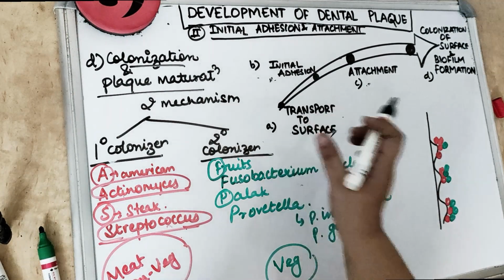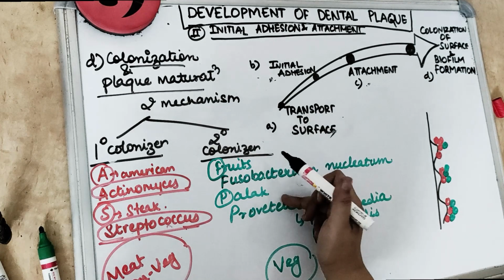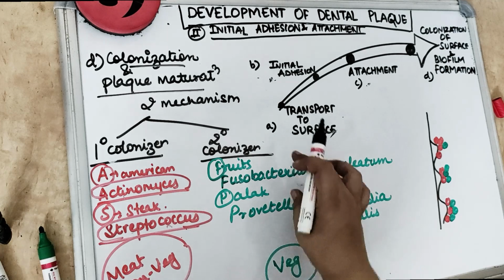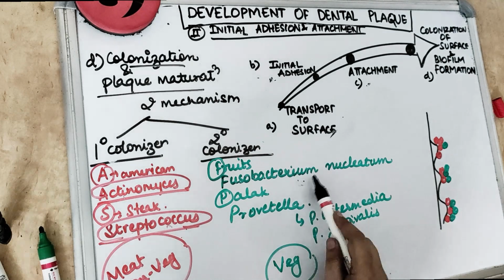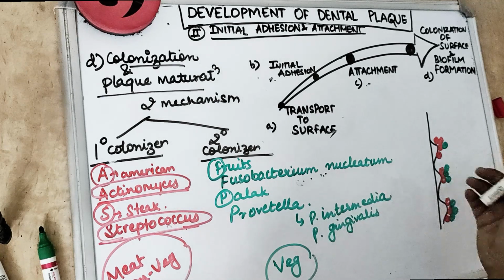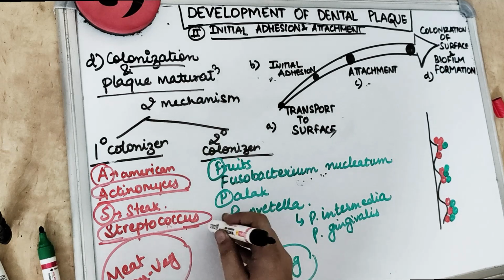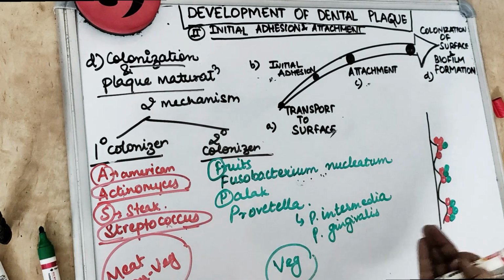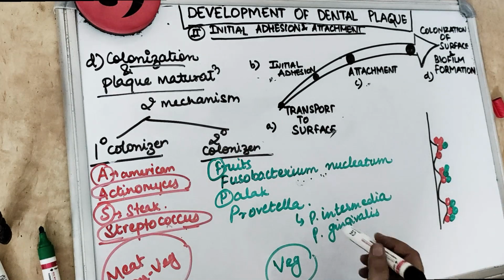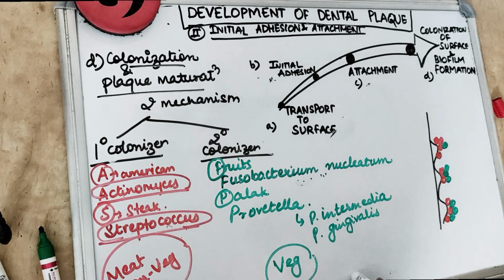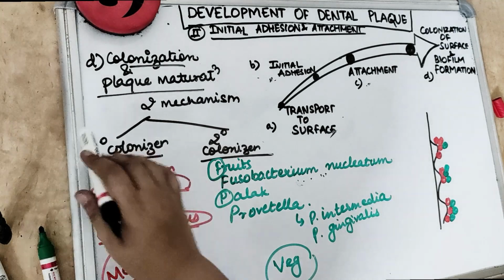So the bacteria which came later on are the ones who eat vegetarian, who eat fruits and palak, you can remember. So secondary colonizers are Fusobacterium nucleatum, and Fusobacterium nucleatum cannot get attached to the pellicle. It wants Actinomyces or Streptococcus to get attached to make the plaque. And also we have Prevotella, in that we have P. intermedia and P. gingivalis. These are the secondary colonizers.